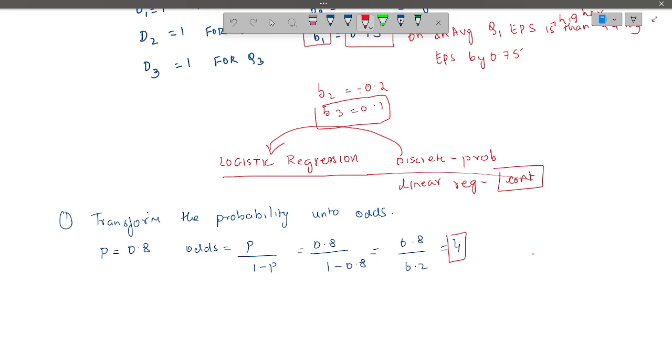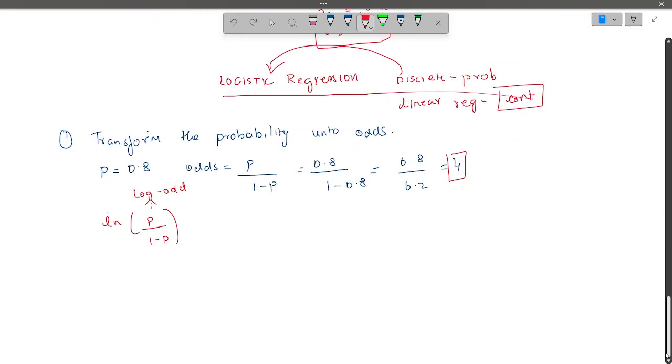Right? Now what we do is that we take the natural log of this odd. This is also known as log odd. Natural log of odds is known as log odd. Right? This whole term is known as log odd. Okay, now we take this natural log of this odd and regress it against the independent variables.